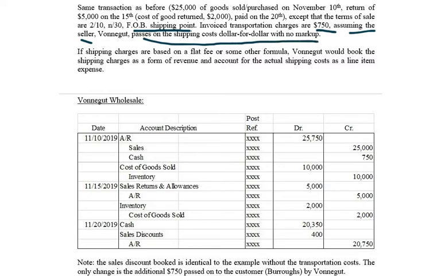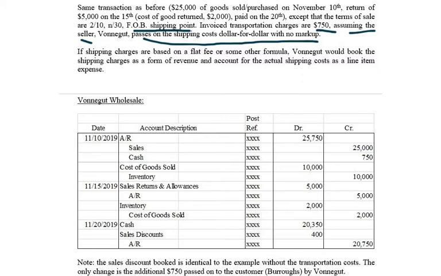Again, we're assuming that the seller is passing on shipping cost dollar for dollar with no markup. What I like to call the nice seller example. In other words, they paid $750, we're charging the customer $750. Now, if shipping charges are based on flat fees or other formulas, we would book this as some other form of revenue. In other words, let's say in this case, our cost was $750, but we charged the customer $1,000.